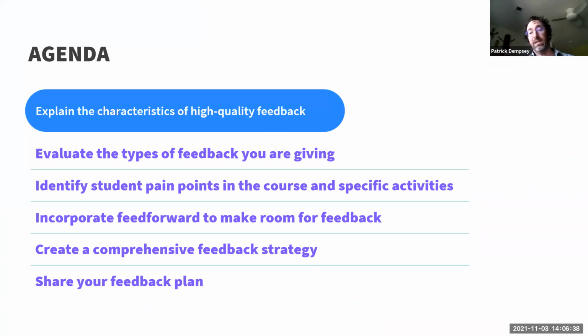So first I want to explain the characteristics. Well, we're going to explain the characteristics of high quality feedback, and then the 5 strategies: evaluating the types of feedback, identifying pain points, incorporating feed forward, creating a strategy, and then sharing that feedback plan. So those are the 5 strategies. To get there, we're going to start with explaining the characteristics of high quality feedback.